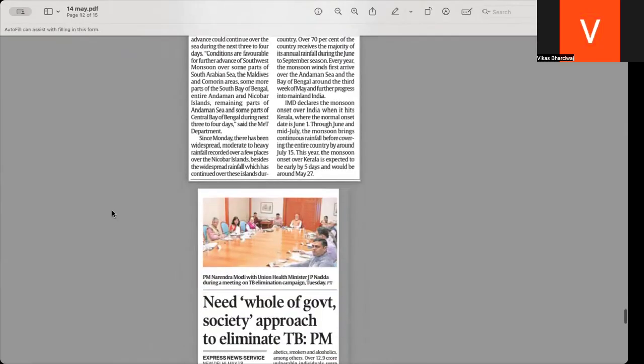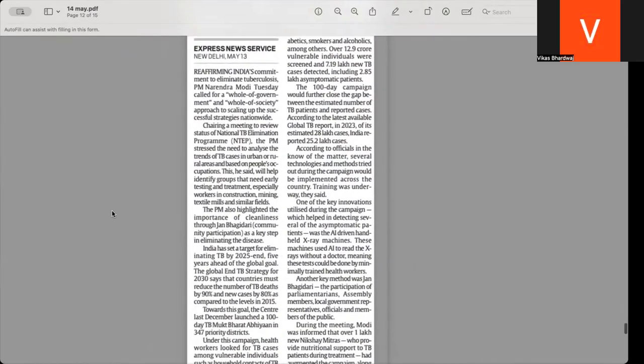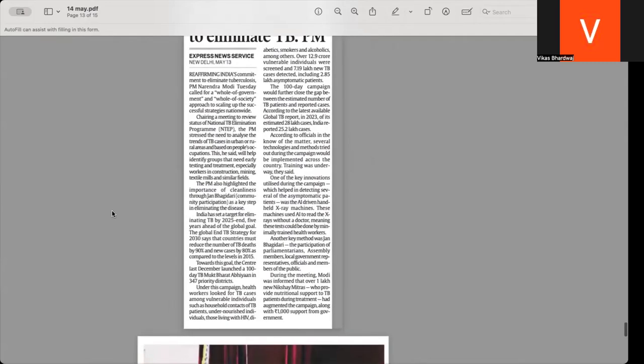The need for a whole-of-government and whole-of-society approach to eliminate TB is very, very important. TB becomes multi-drug resistant. That is why the National TB Elimination Program must be implemented in such a way that TB is finished. For example, workers in construction, mining, textile mills, and similar fields. That is why cleanliness through Jan Bhagidari, that is community participation. And India has set the target of eliminating TB by 2025, five years ahead of the global goal.